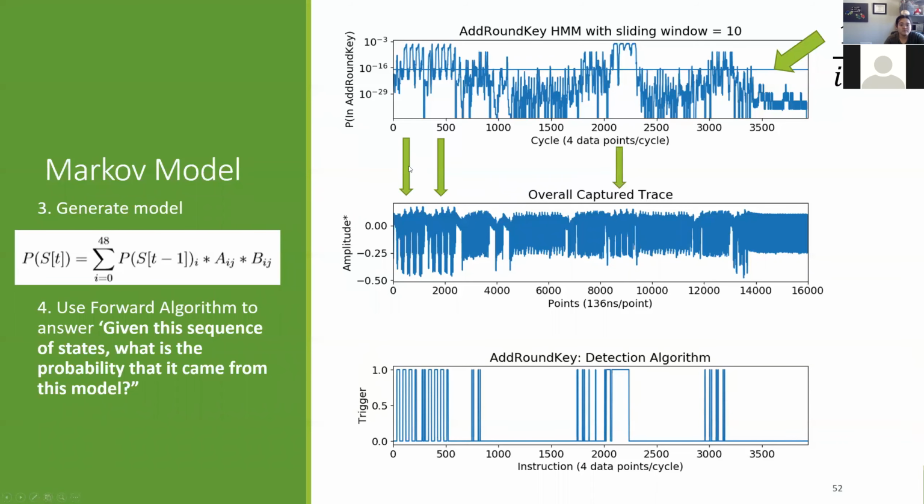You have to do it ahead of time. Then you can say, well, this is essentially the probability of a random string of instructions occurring, 1 over I to the n, and you essentially say, well, every time we get a 10 sequence of instructions, what's the probability that those 10 instructions came from this Markov model that we generated before? And we can see here that the Markov model is picked up here, here, and here. So you can look at this, and this, and say, oh, we're probably in the add round key phase.